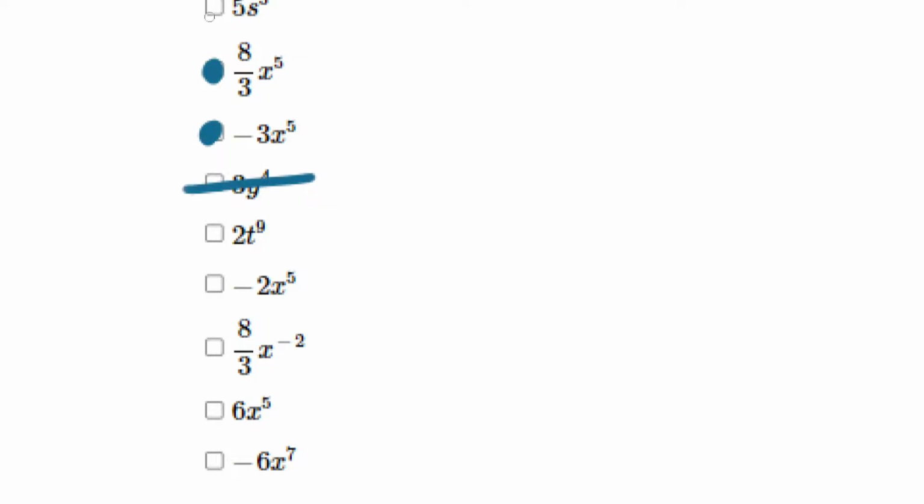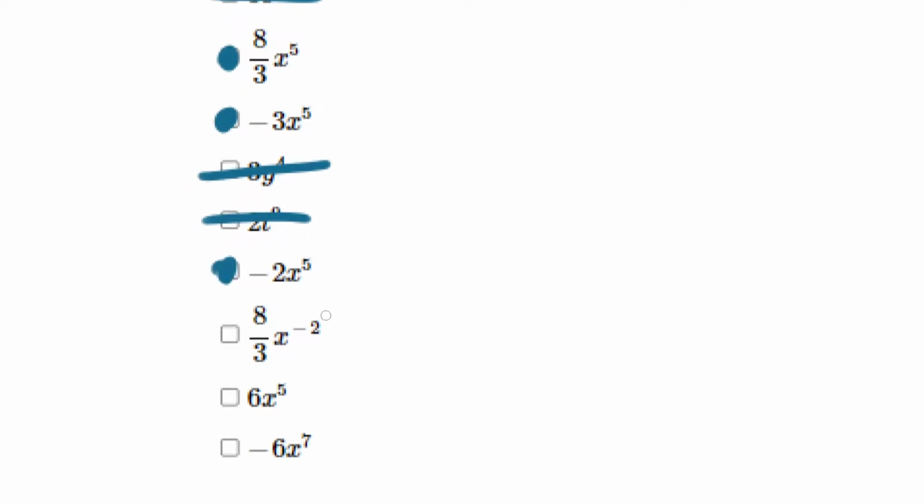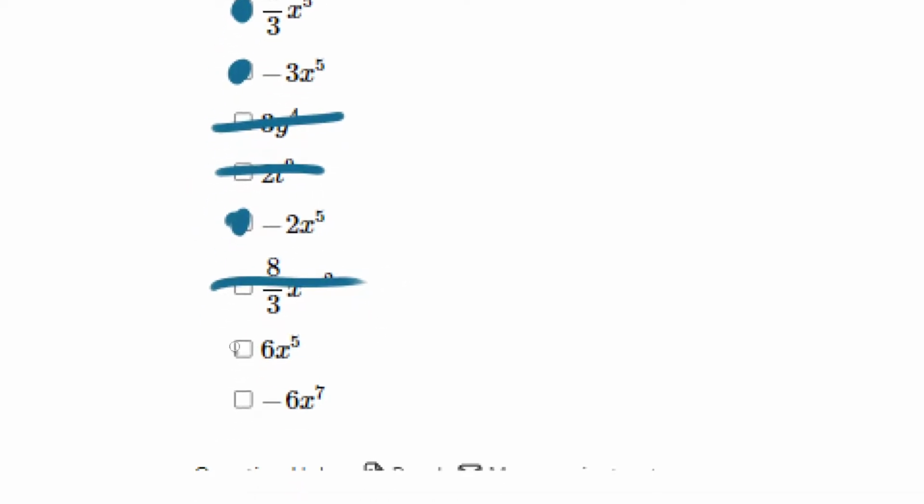Y to the 4th is not. 5s to the 5th is not. T to the 9th is not. Negative 2x to the 5th is, this one's not. 6x to the 5th is, and this one's not. So we just want to find ones that are matching.